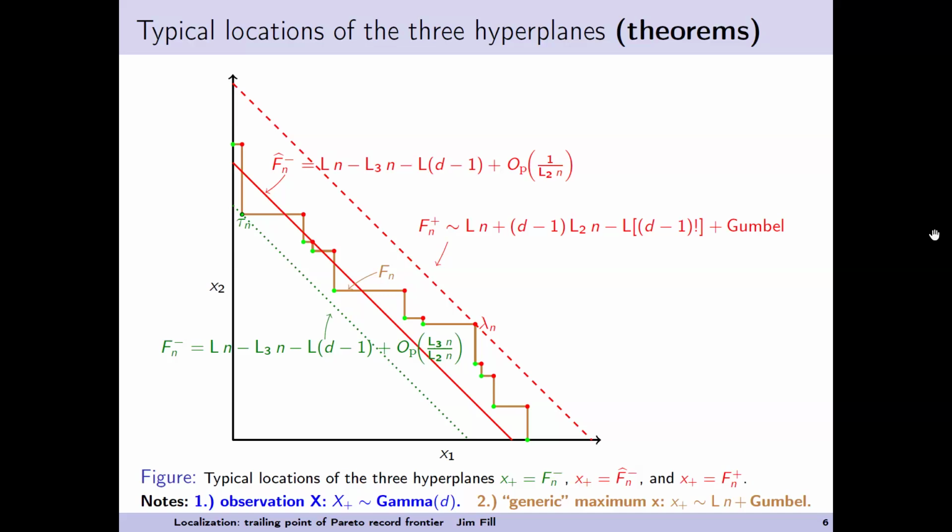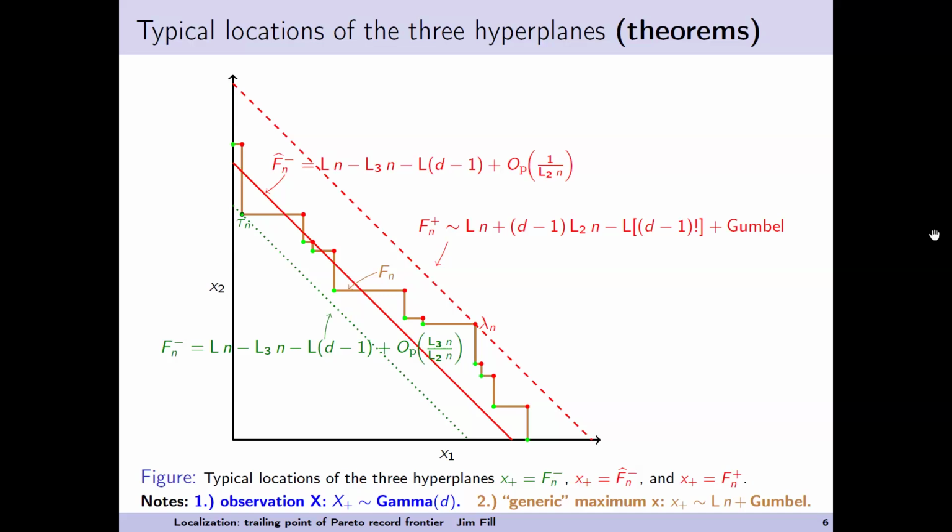In fact, there's a way that you can make mathematical sense out of the notion of a generic maximum or current record X. And for those, a generic one has a distribution that, when you subtract off log n, converges to a standard Gumbel. So typical current records have size about log n plus a constant. The largest one has this sort of behavior: log n plus (dimension minus 1) times L2 n minus this constant, and then the difference between the left-hand side and this expression on the right-hand side converges to standard Gumbel.